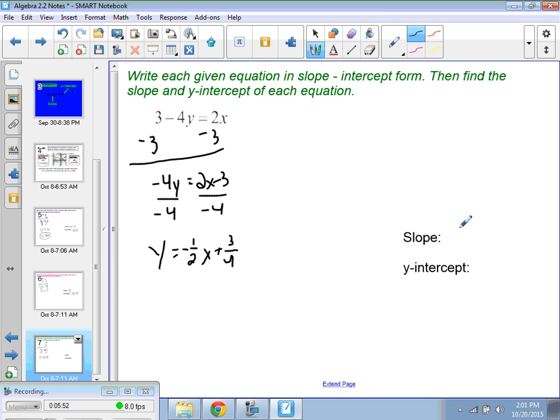My slope is going to be negative 1/2 because it's the value in front of x. And my y-intercept, whoa, that's a terrible parentheses, is 0, 3/4. That actually looked like a 3. And there we go.